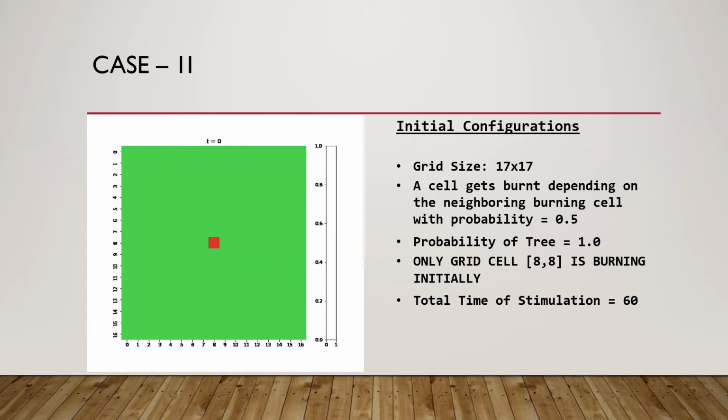In this case, we make a change in the rule. That is, a cell gets burnt only if its neighboring cell is burning, and the probability considered in this case is 0.5. Initially the entire forest is covered with trees. Only grid cell 8,8 is burning initially. Here is the visualization for the same.